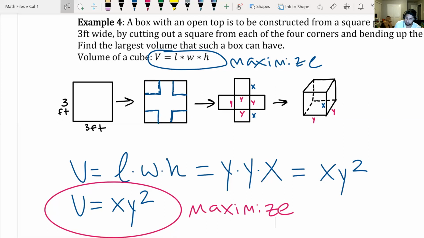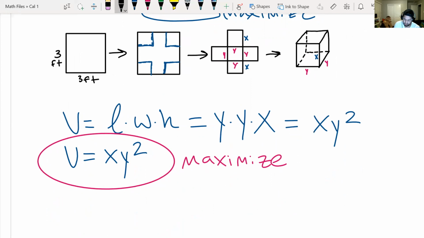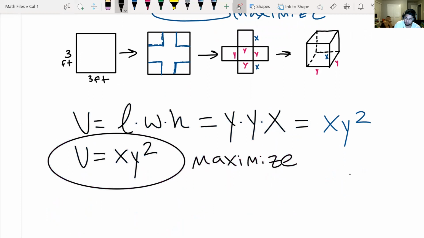Okay. So if we want to maximize this function, well, we have to do what we've been doing for all the other problems. Make a substitution for y. So our goal is to get rid of this y. So we have to make a substitution for that y.